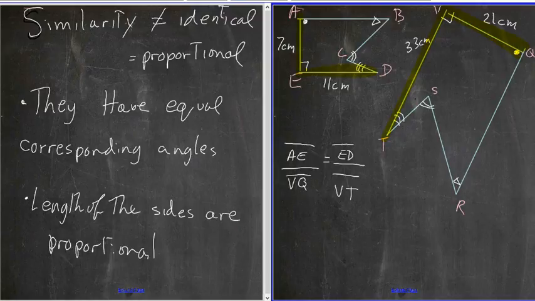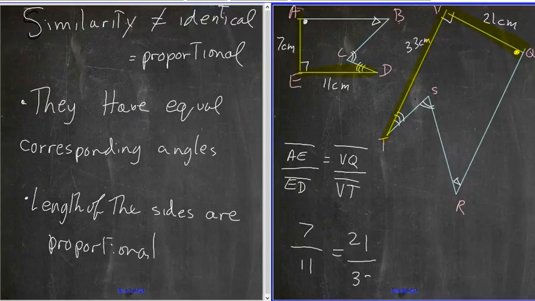7 over 11. So it's AE over ED is equal to BQ over VT, which is 21 over 33. I'll set this up again with a simpler thing.